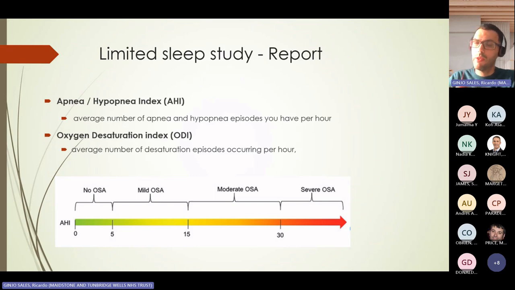If the AHI is between 0 and 5, there isn't significant evidence of obstructive sleep apnea. If the AHI is between 5 and 15, it is classified as mild. If it's between 15 and 30, you classify it as moderate, and over 30 is severe obstructive sleep apnea.